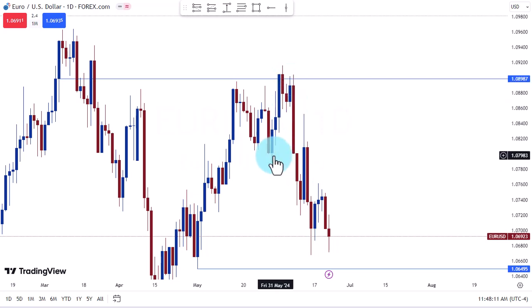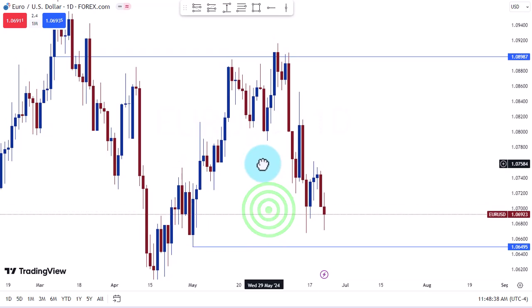So it came down and broke this swing low, and it means that we are now bearish. We are bearish on Euro USD. The bearishness we see on the monthly time frame has been confirmed on the daily time frame by this break of structure here, by this sell side window being broken here.